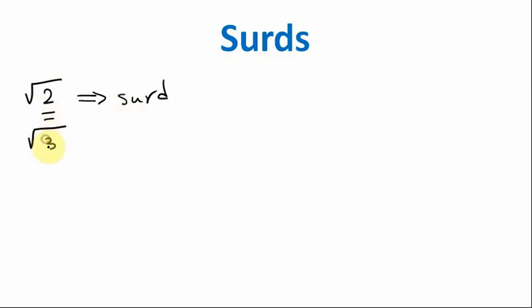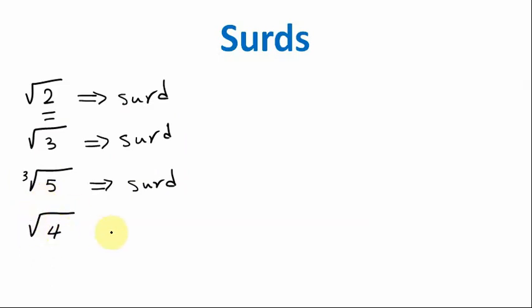For example, root of 3, it's also a surd because 3 is not a perfect square number. Cube root of 5, this is a surd. Why? Because 5 is not a perfect cube number. I cannot find, or I don't have any number to multiply by itself 3 times and give me 5.